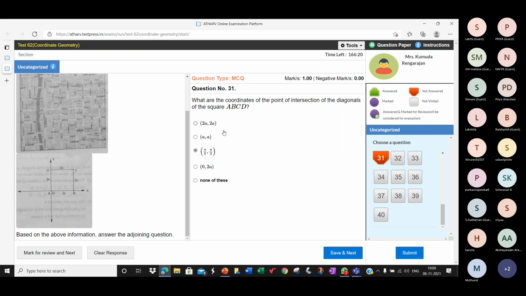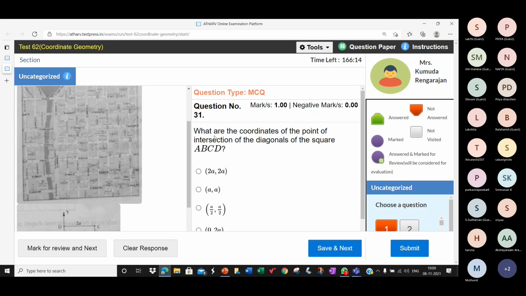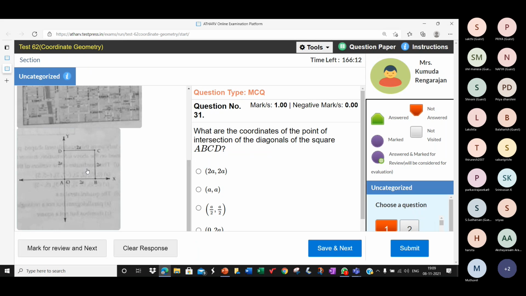What are the coordinates of the, so you can see a square here. ABCD is a square where the vertex A coincides with the origin O. Now this length AB is 2a units. So children, what are the coordinates of B?